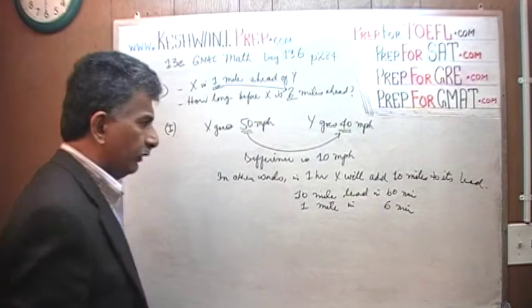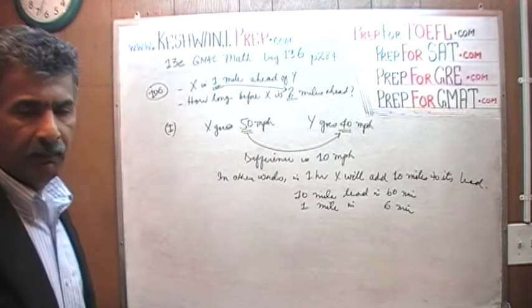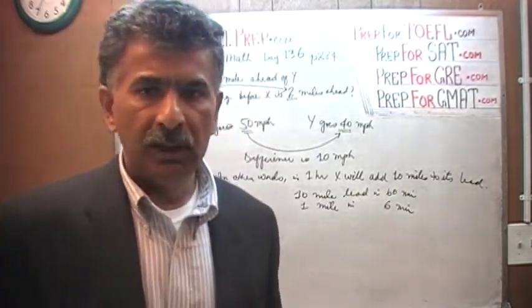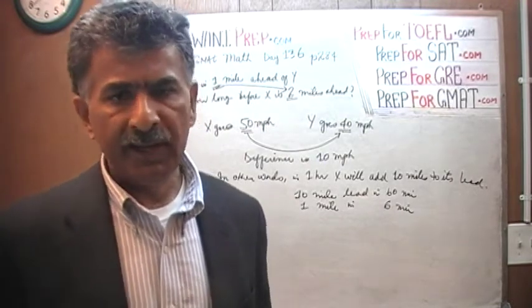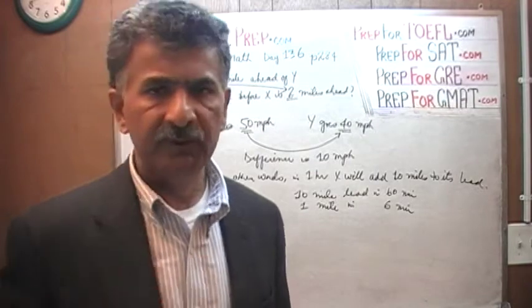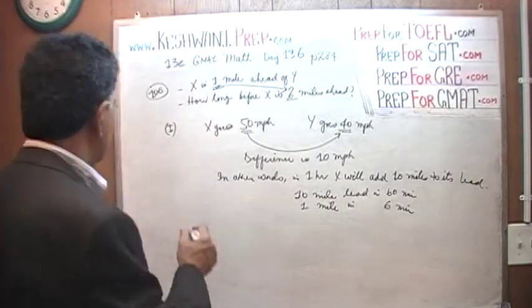This is a very simple, straightforward question. How long will it take him to be 2 miles ahead of y? The answer is 6 minutes. Because every hour it adds 10 miles to its lead because the difference in the speed is 10 miles per hour. That's all. The first statement is enough.